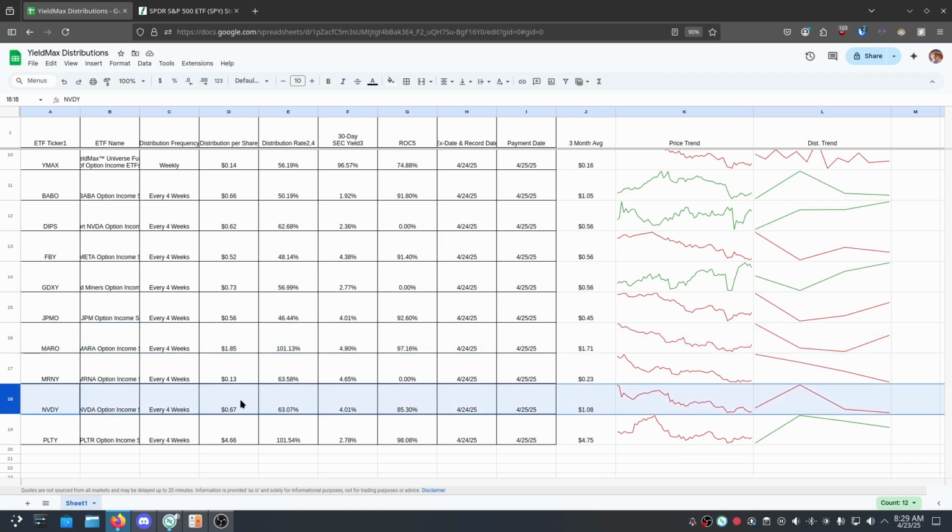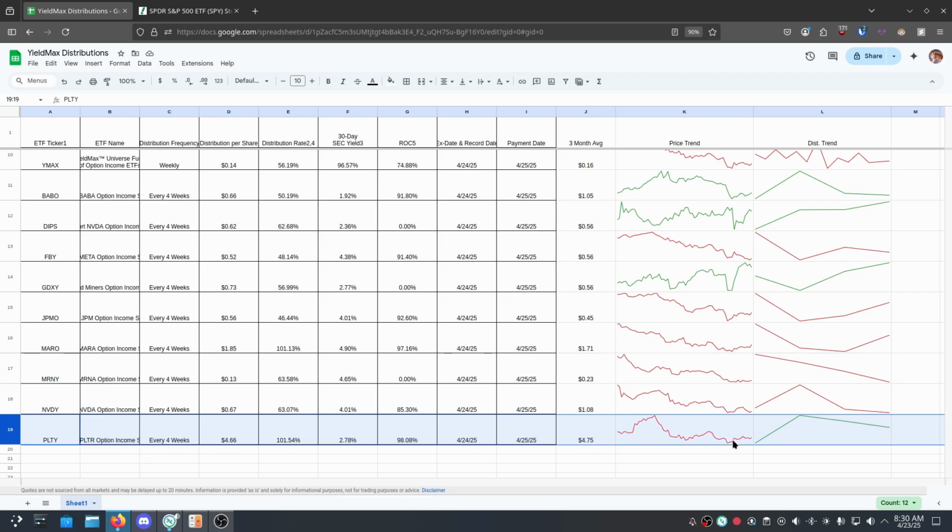Nvidia, 67 cents with a 3-month average of 1.08. So not doing too hot. There's been a lot of craziness going on since the beginning of this year with semiconductors in general. So Nvidia is not especially getting killed. But last but not least, PLTY, $4.66, and for the 3-month average, 4.75.